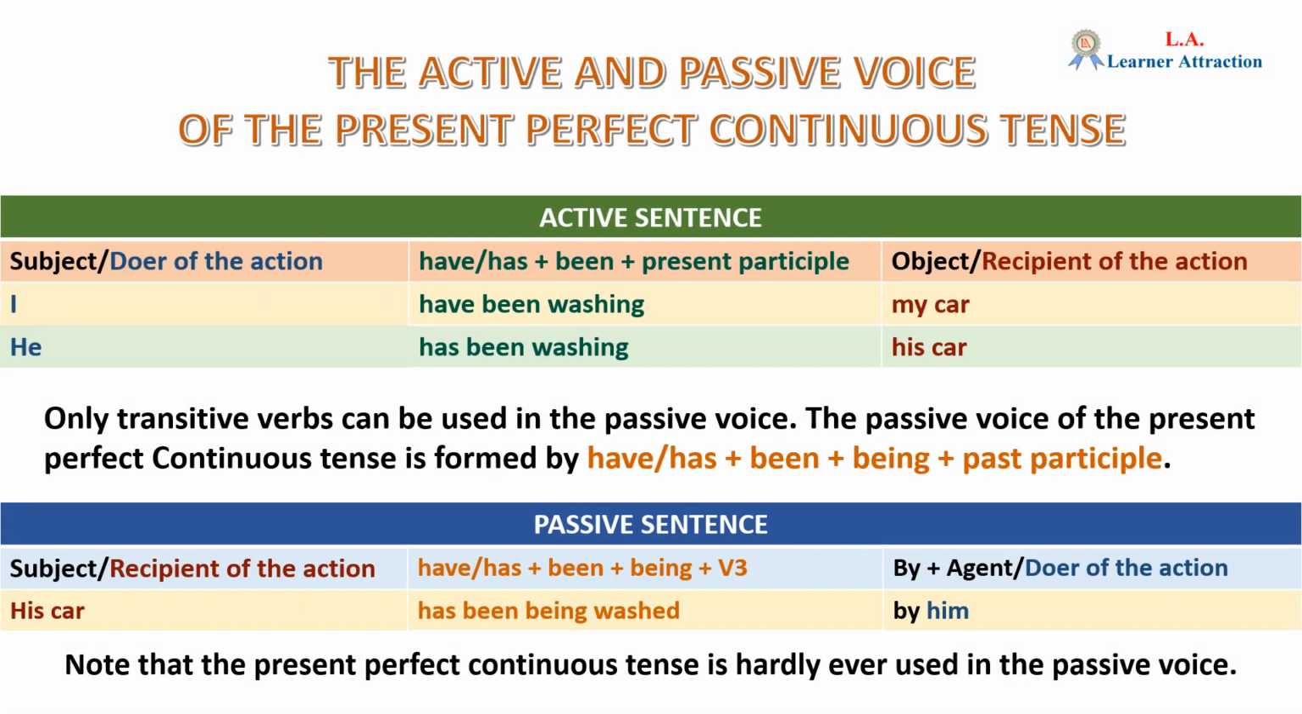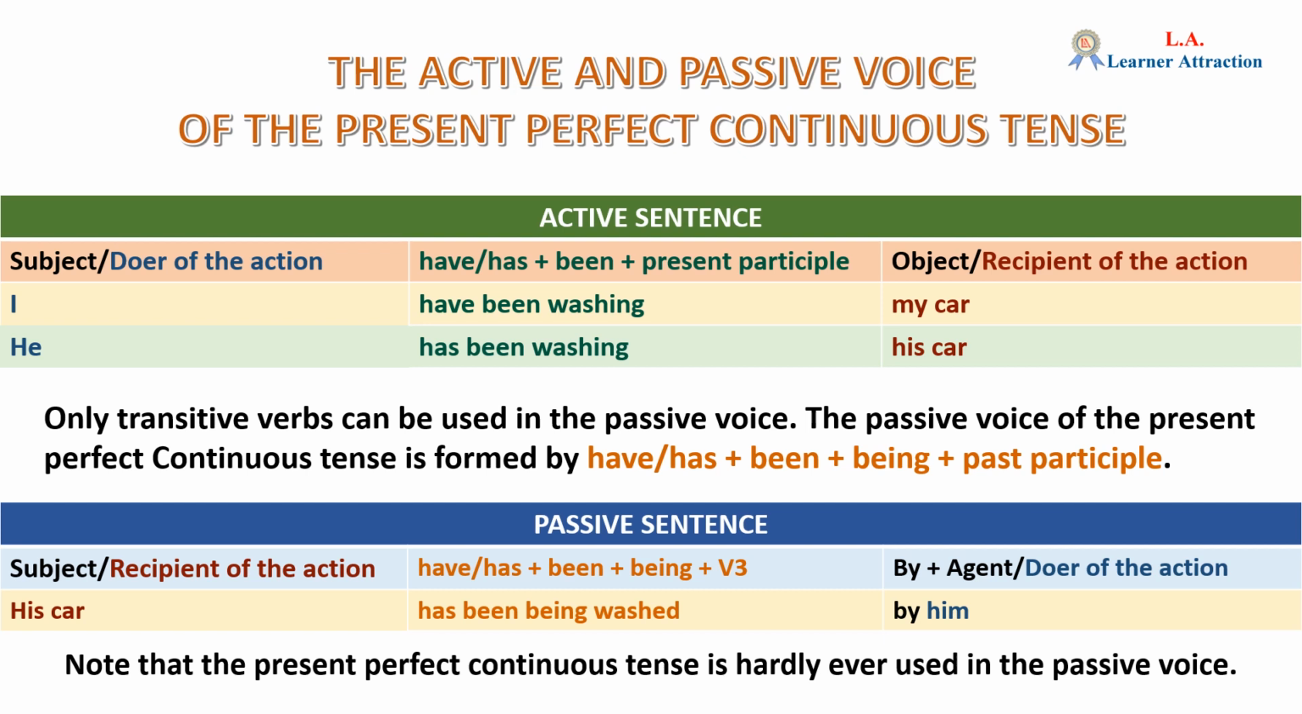The active and passive voice of the present perfect continuous tense. Active sentence. The subject or the doer of the action, I, have or has, plus been, plus present participle, have been washing. The object or the recipient of the action, my car. I have been washing my car.